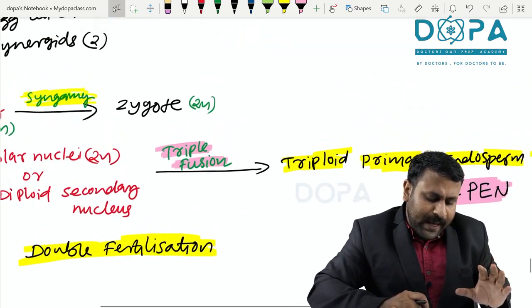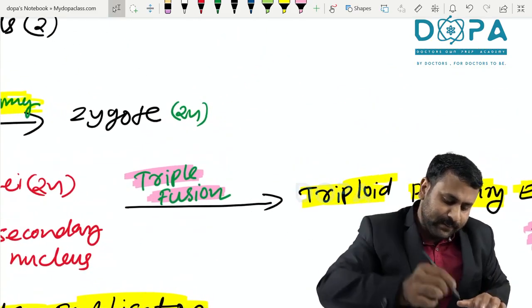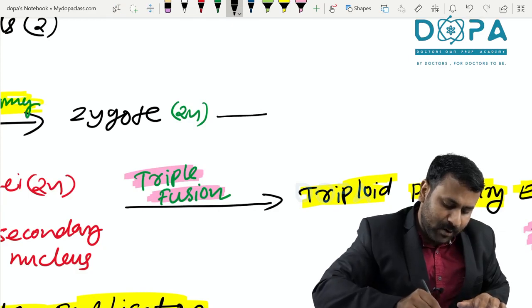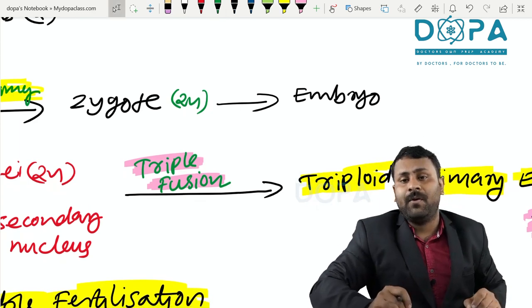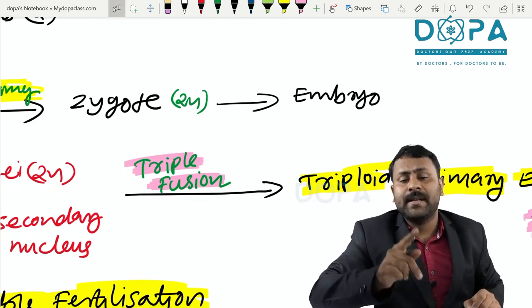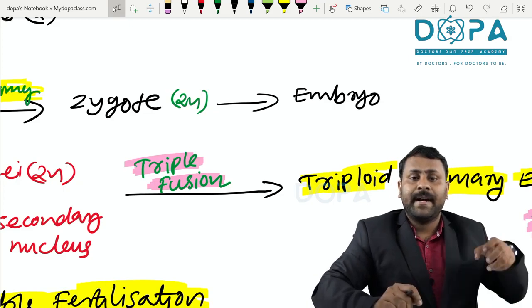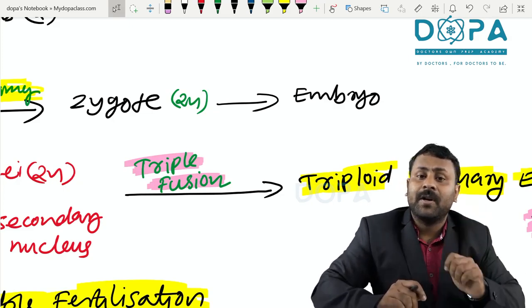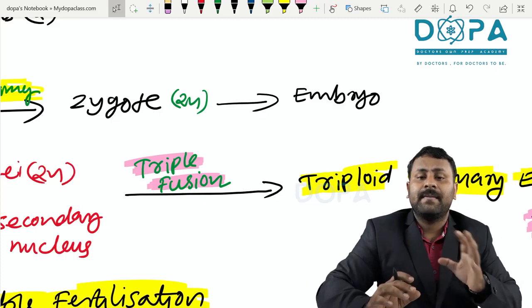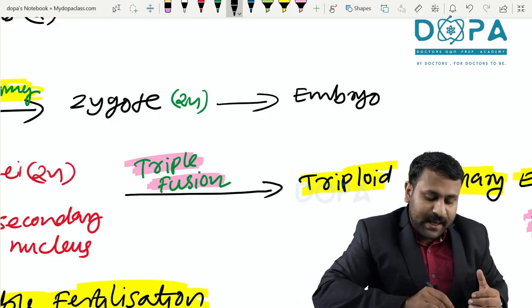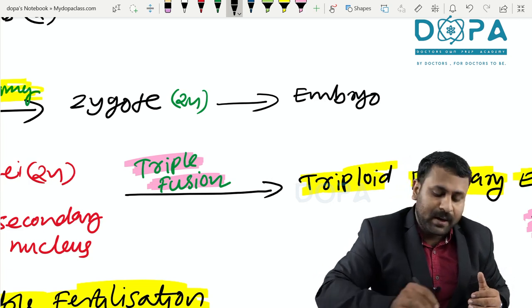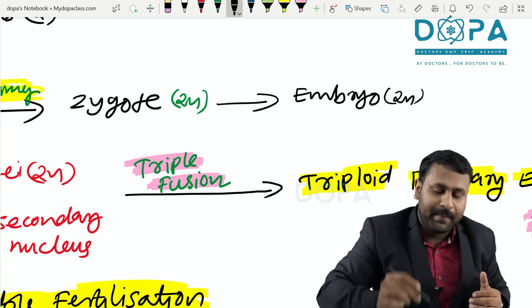Then what happens to the zygote after fertilization? After fertilization, the zygote develops into an embryo. Development of an embryo from a zygote is called embryogenesis. We already discussed this in the first chapter, Reproduction in Organisms. The diploid zygote develops into a diploid embryo.